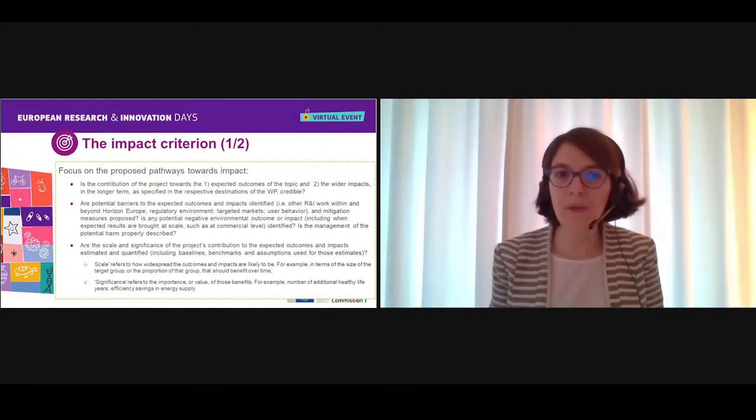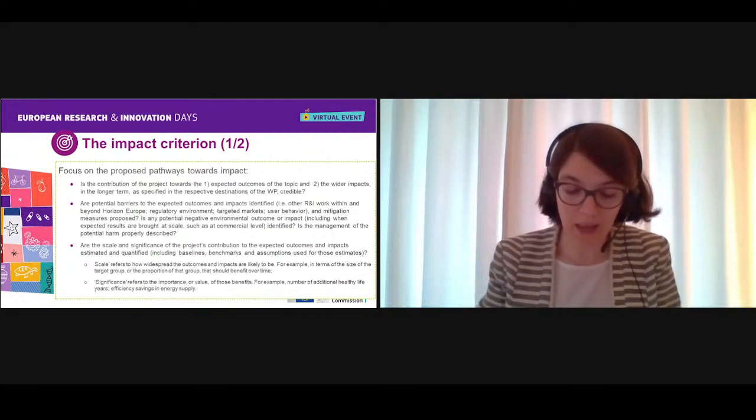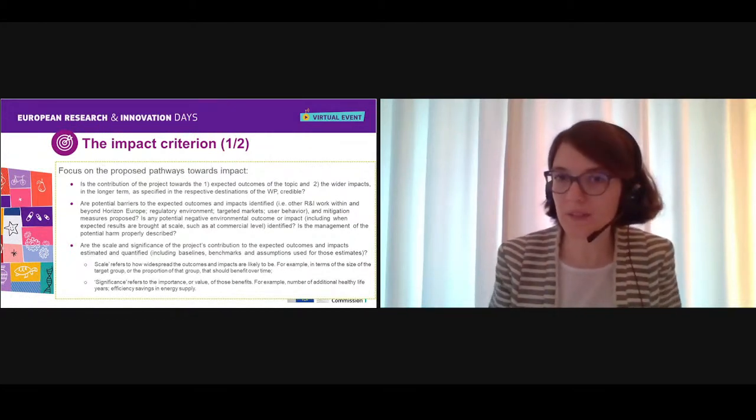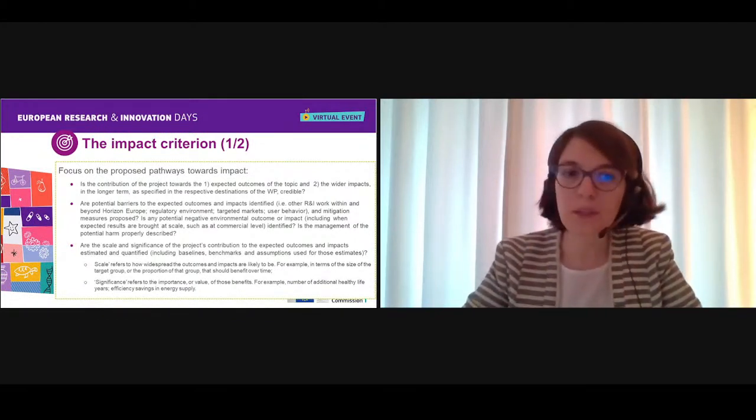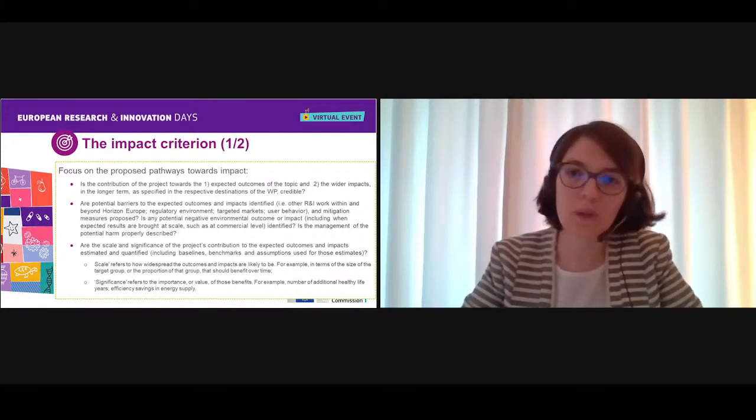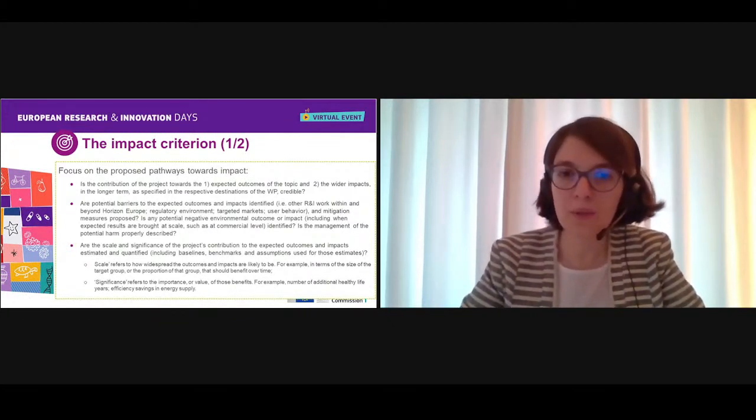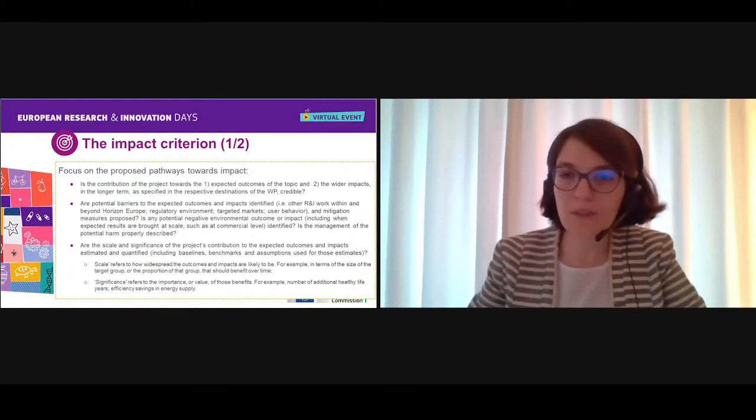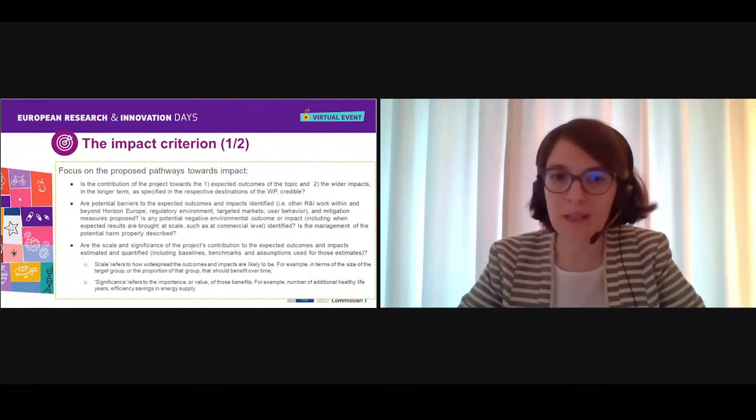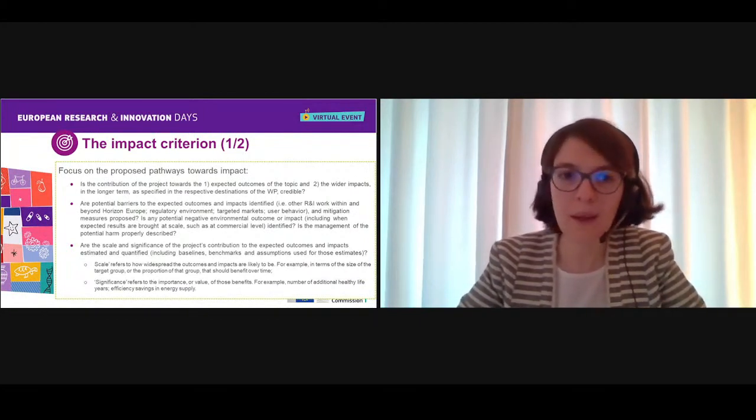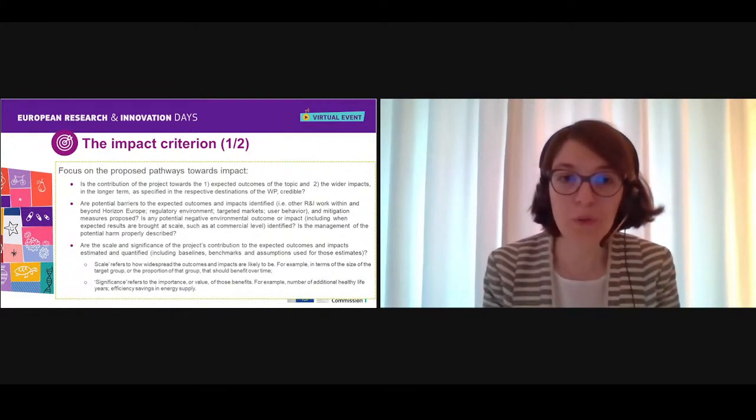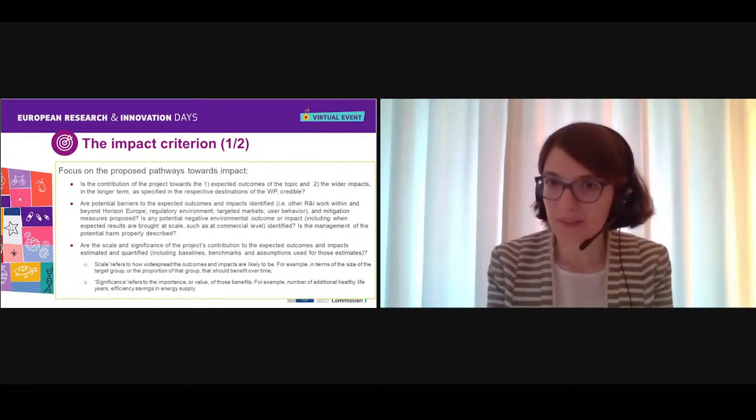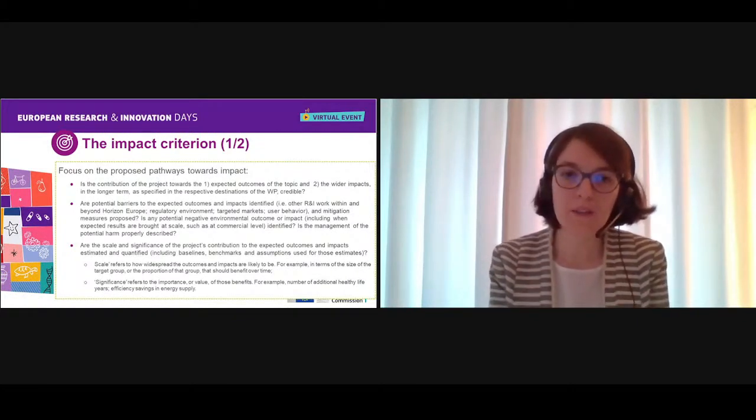Then in this section on the pathway towards impact, you will also have to think about the potential barriers that may determine whether you will be able to reach these outcomes and impacts. So here you have to identify any kind of barriers that could be other research and innovation works, regulatory environment, user behavior, anything that could make it more difficult for you to reach the outcomes and impact. And you need first to identify them and to propose any kind of measures to mitigate them.